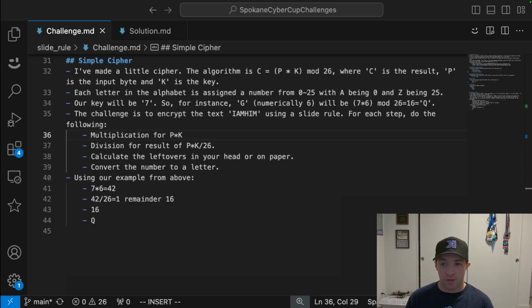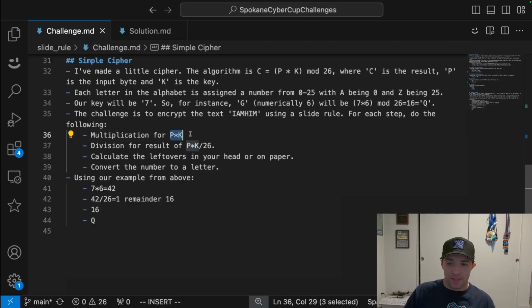So the challenge is to encrypt the text "I am him" using a slide rule. For each step, we need to do the following. Multiply P times K, which K is always going to be 7 in this context. Then we're going to divide that by 26. Calculate the leftovers on paper or in your head of that division, and then convert the number to a letter. And if you do that for all of them, you'll end up getting the flag.